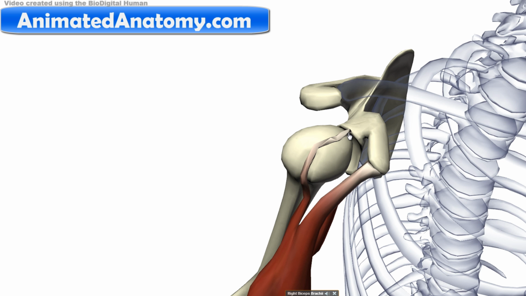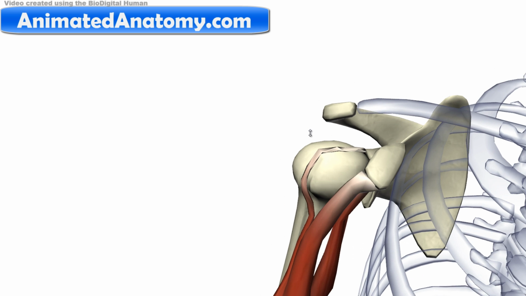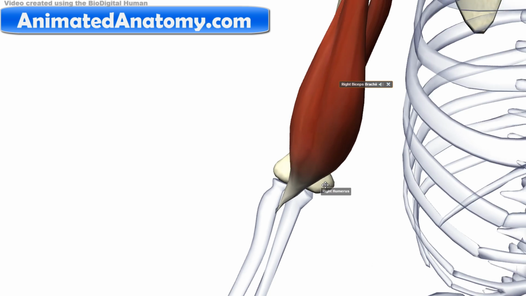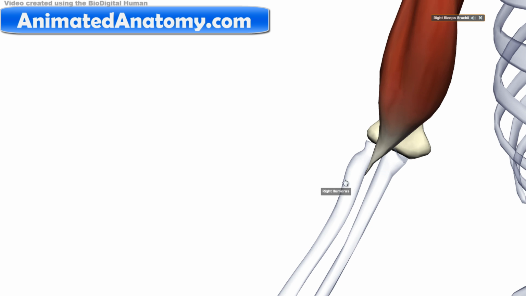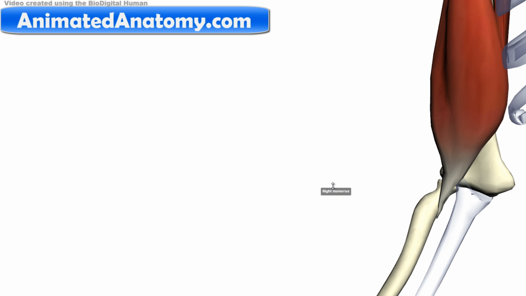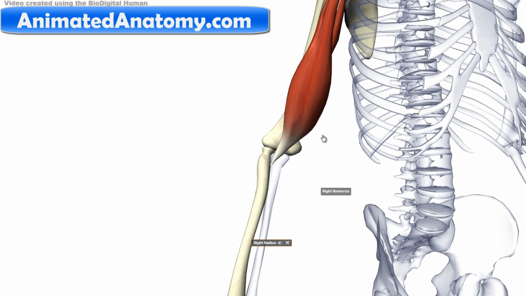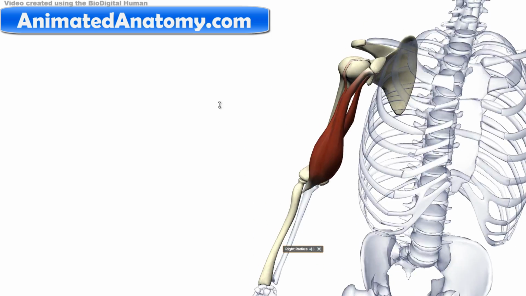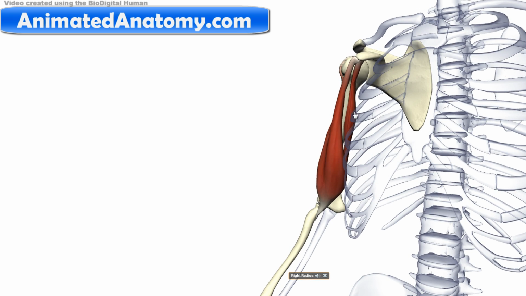If you don't know these expressions that I'm mentioning right now about the bones, then you should check out the part of my software that talks about bones and not muscles. The insertion of this muscle is the radial tuberosity here on radius. So you can see it does not insert on the humerus like the Coracobrachialis did.